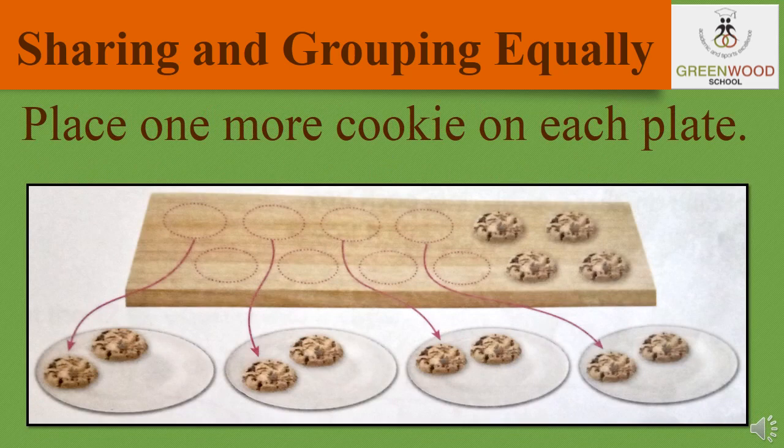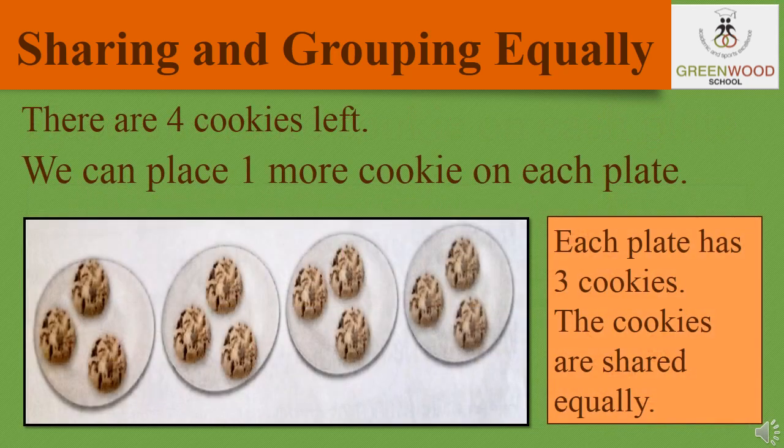Now how many cookies can you see on the plate? 2. In the first picture just one cookie was there. In the next round the second cookie came. After that still 4 cookies have been remaining. Now the remaining 4 cookies have been placed one by one on each of the plates. So now how many cookies can you see on each plate? Count them. 1, 2, 3. So we can say that each plate has 3 cookies. So the cookies have been shared equally among the 4 plates.